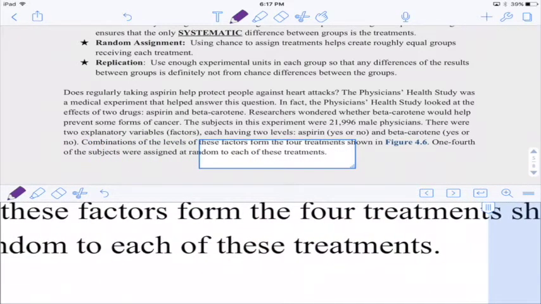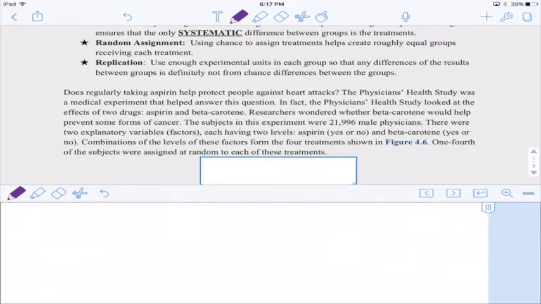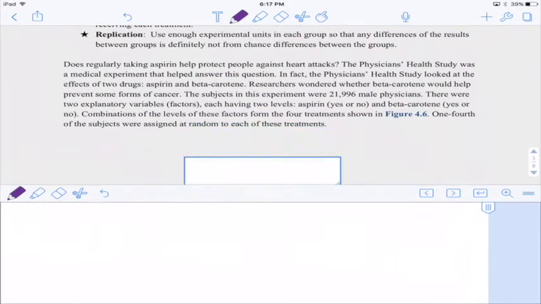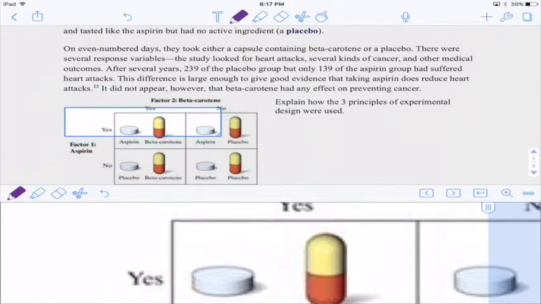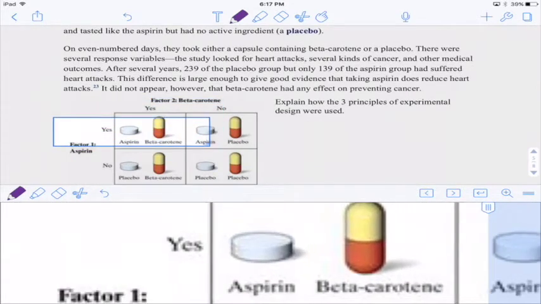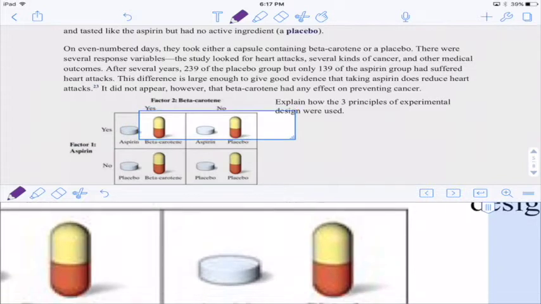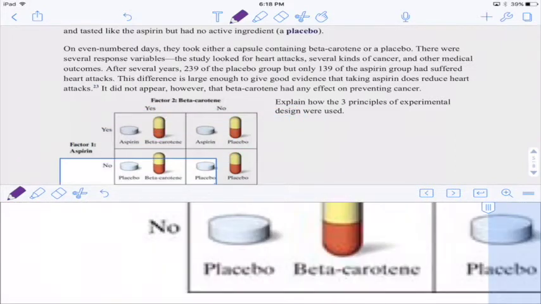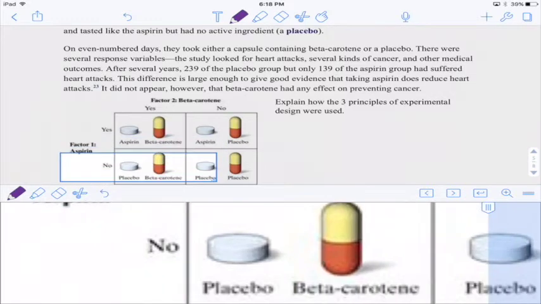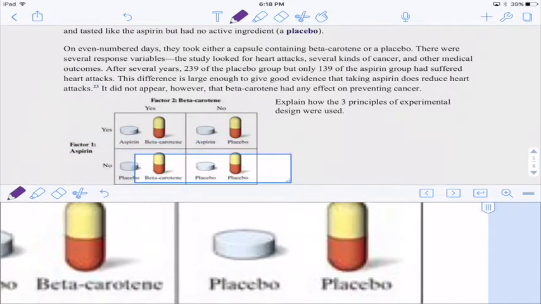This is kind of similar to an AP test question that we had, but they didn't tell you the groups. So here are the 4 groups. This first group had beta-carotene and aspirin. The second one had beta-carotene but not aspirin, so that was a placebo. This one did not have beta-carotene, but it had aspirin, and this one had neither.